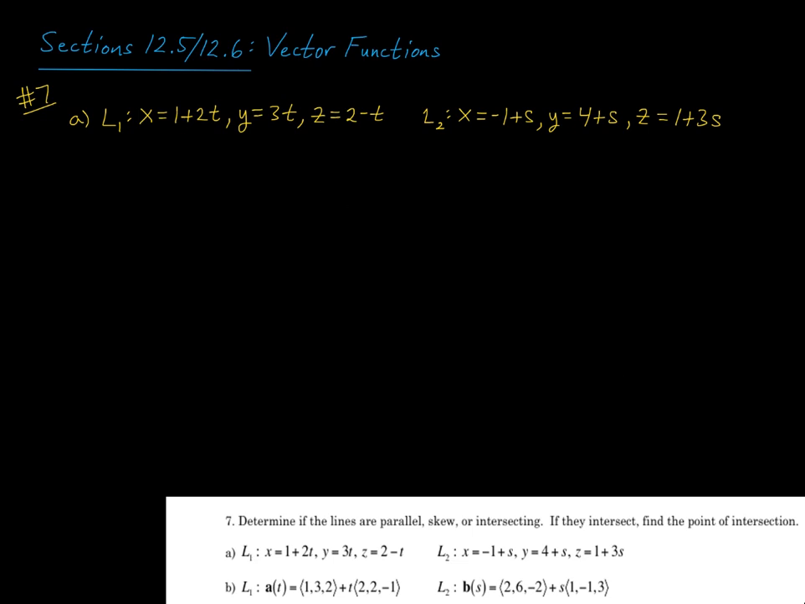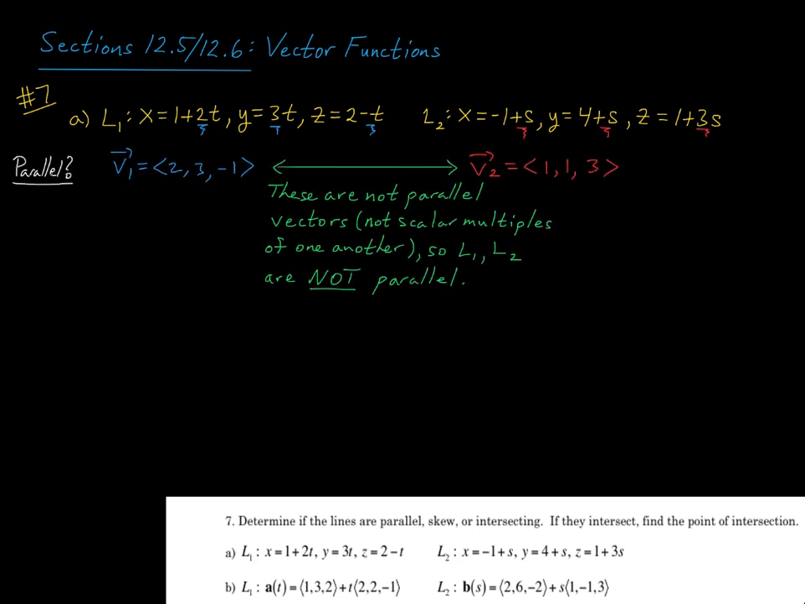Okay, so let's check whether the lines are parallel. Okay, well, from what we saw in the last video, right, we can extract a direction vector from parametric equations for a line by looking at the coefficients of the parameter.